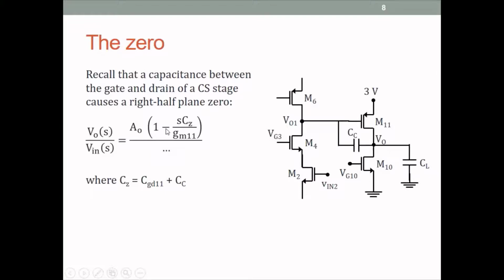All right, when there is a negative sign and then we are trying to do a Bode plot, we'll replace S with J omega, and then the phase contributed by this term, by this zero, will be tan inverse of minus omega CZ by GM11.